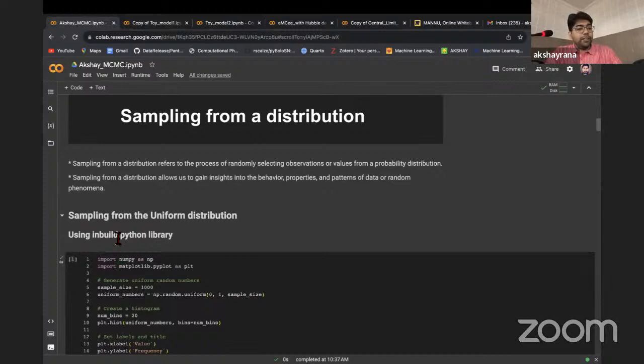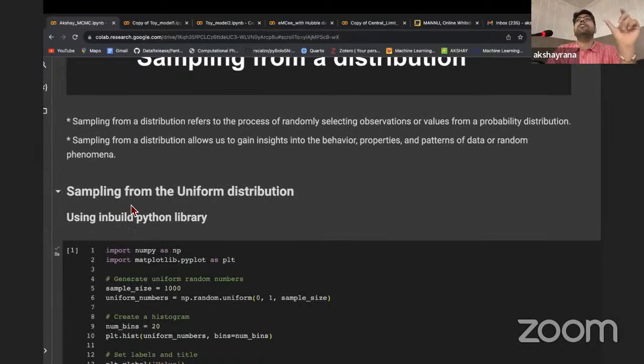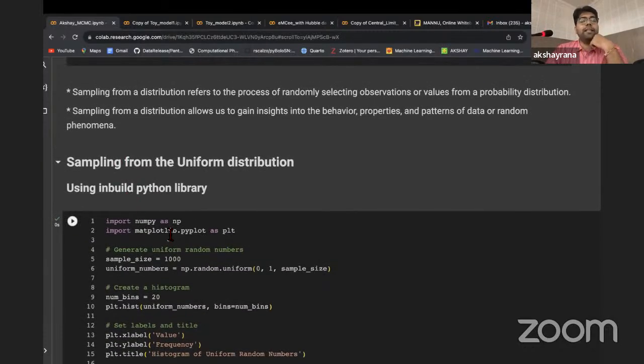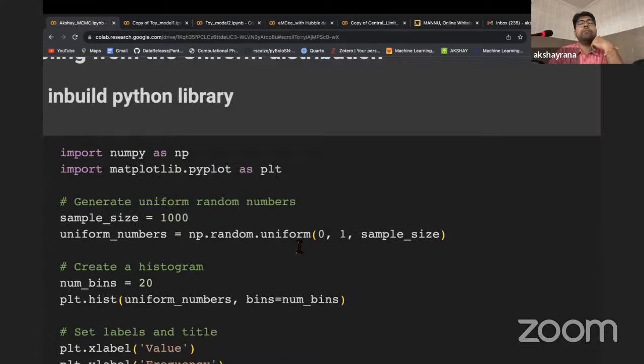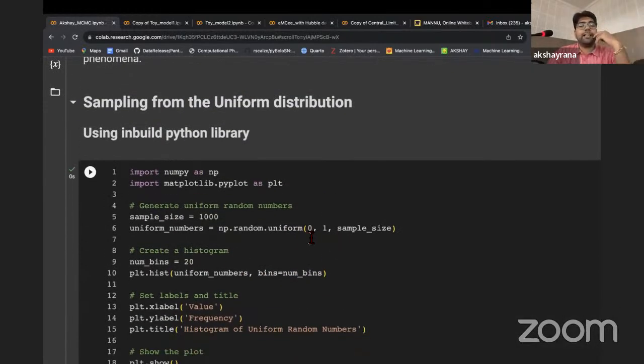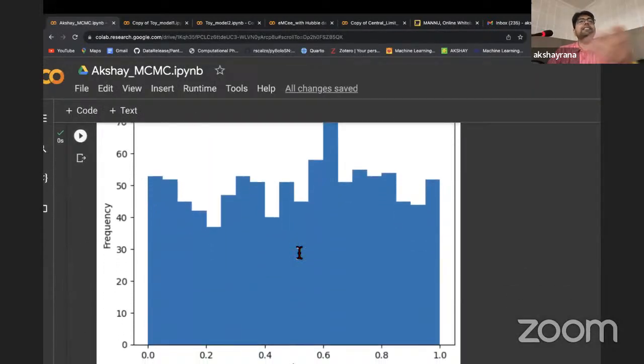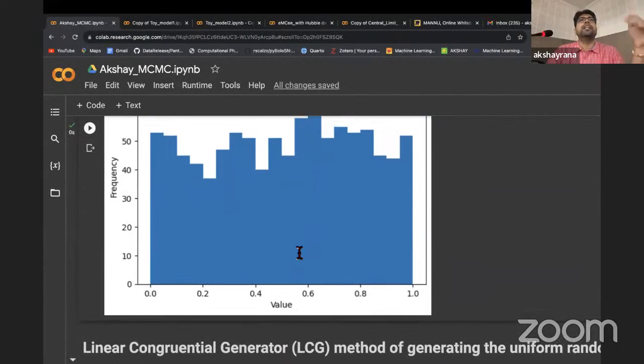Sampling from a distribution: I'll not discuss it in detail, but yesterday I gave you a brief overview. Let's say you want to sample uniform random numbers. For uniform random numbers, you have an inbuilt command, np.random.uniform, which we were using yesterday as well. If I created, let's say, 1000 random numbers and plot the histogram, we can see these random numbers are uniformly distributed. If we create a larger number, it is going to be more uniform when you plot the histogram.